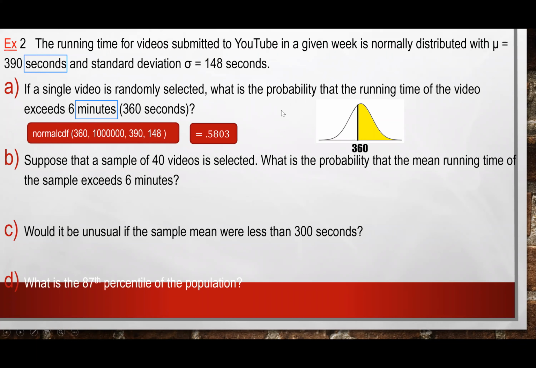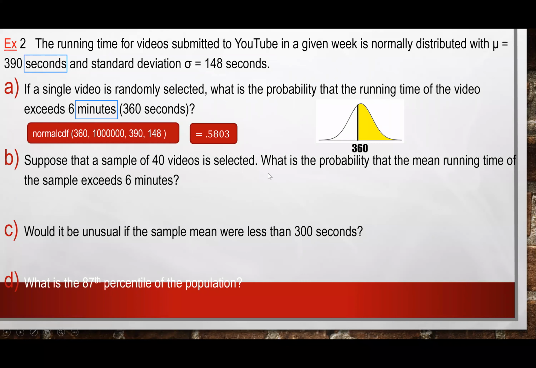Once you have this, it equals 58.03, which is 58.03%. So the probability of a video running more than 6 minutes is 58%, okay? So what is the difference between A versus B?